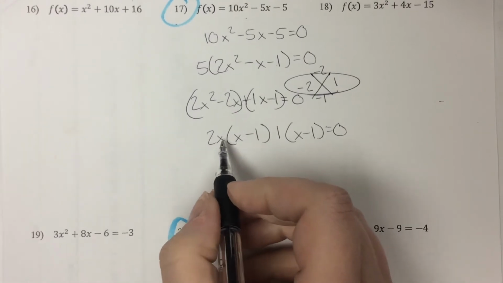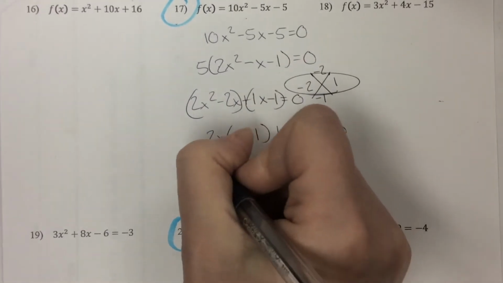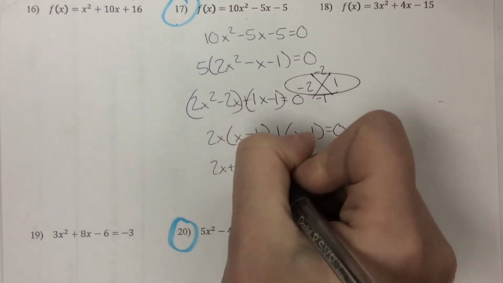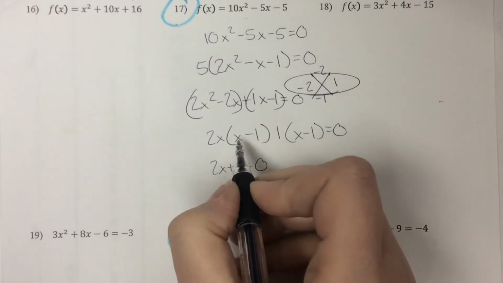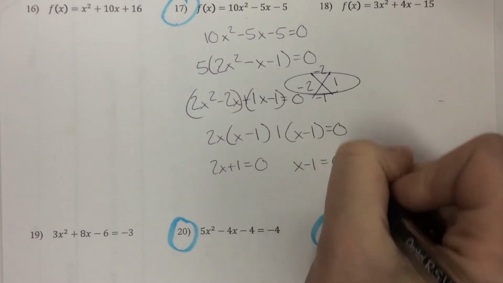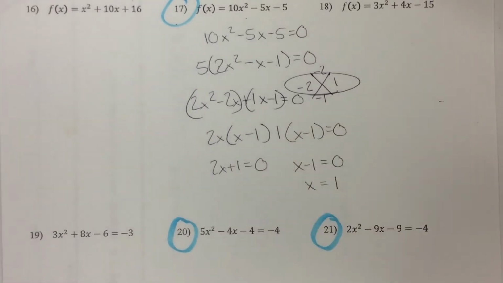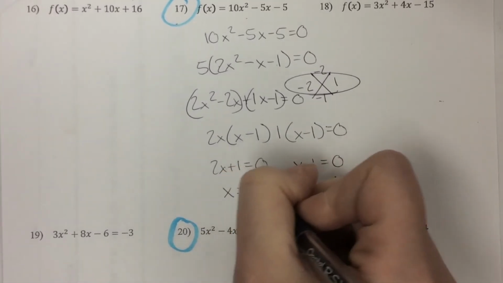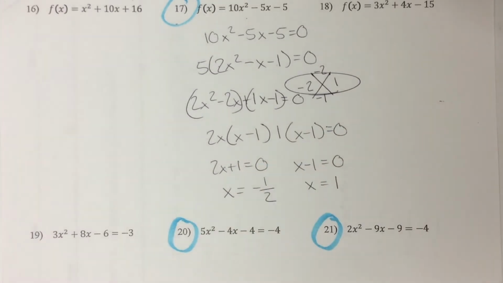So 2x plus 1, that's equal to 0. And then x minus 1, these two here that match, that's also equal to 0. So here x is equal to 1. Over here x is equal to -1/2.